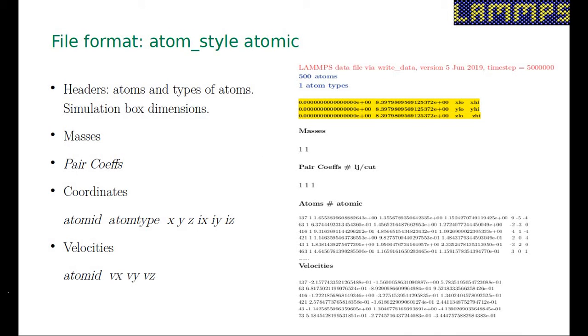Okay, the file format using the atom style atomic employs a header where atoms and types of atoms are described. We also show the simulation box dimensions. Then we must include masses, the mass of the particles, and the pair coefficients, indicating the potential we are using. In this case, we use the Lennard-Jones cut potential.